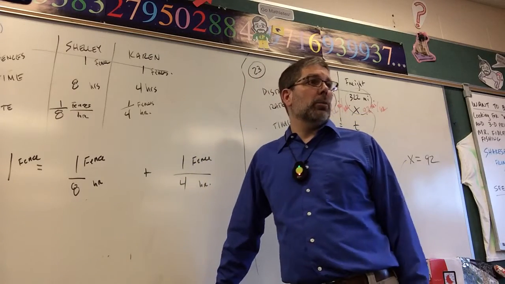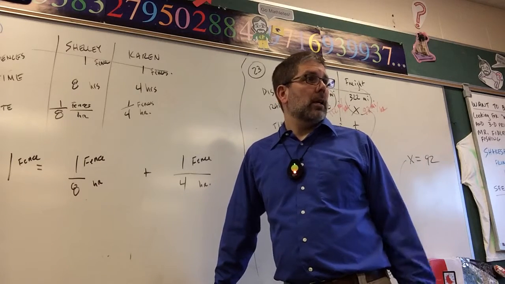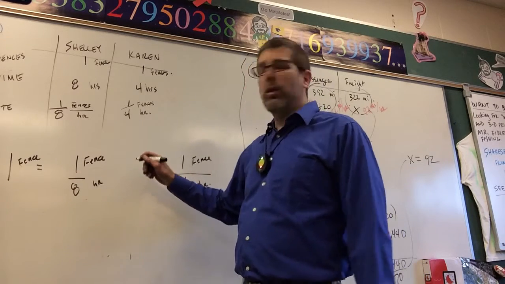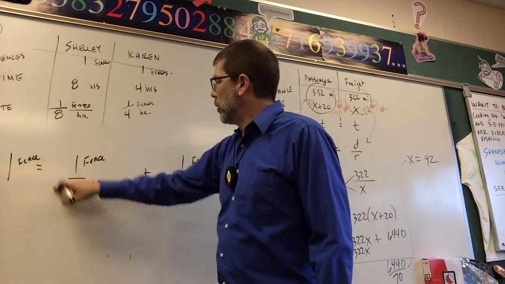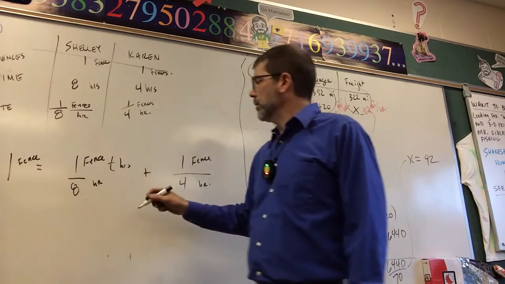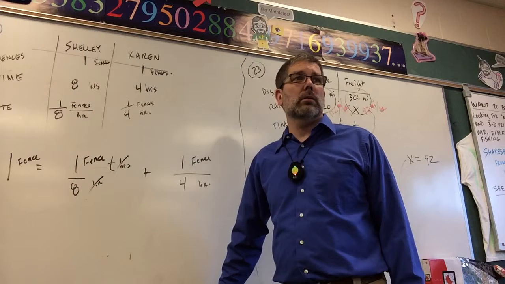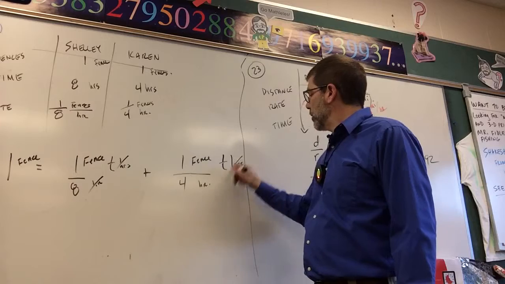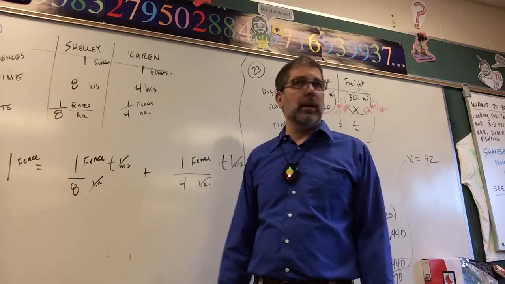So what does our variable need to represent if we want to know how long? Yeah, we could use H for hours. Or, you know, let's use T for time, okay? So if we take Shelley's rate and multiply by T hours, what happens to the units? Don't hours and hours cancel out? And if we multiply Karen's by T hours, those cancel out and we're left with fences. And so all the units match up and we have a variable.